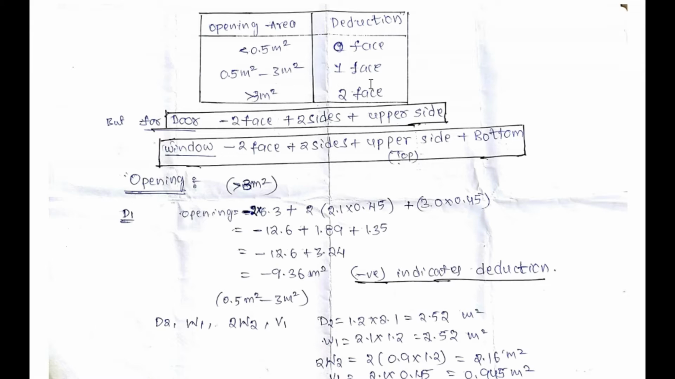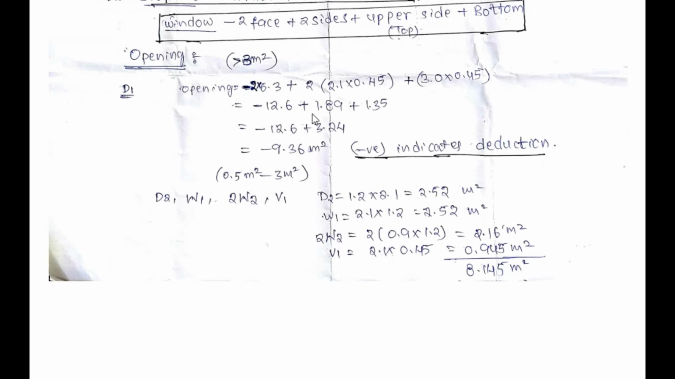We need to deduct two faces, but add two sides plus the upper side, because we do plaster on both sides and the upper side. Now you might be thinking why we are not adding the bottom side also. We are not adding the bottom side because when you provide the floor finish, you don't need to provide the plaster. But in case of a window, we have to add the bottom side also. So we have to deduct two faces and add two sides plus upper side plus bottom side. Let's calculate the deduction for the openings step by step.